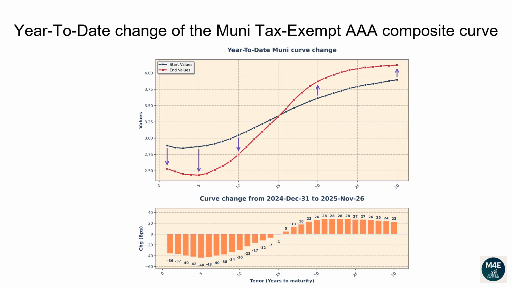The 1-year tenor changed -36 basis points. The 2-year tenor changed -37 basis points. The 5-year tenor changed -44 basis points. The 10-year tenor changed -30 basis points. The 20-year tenor changed 26 basis points. The 30-year tenor changed 23 basis points.